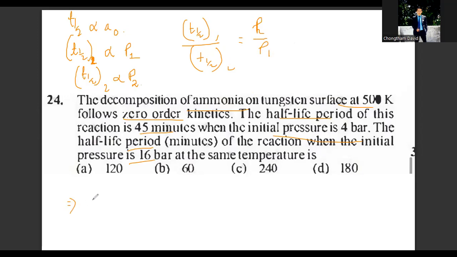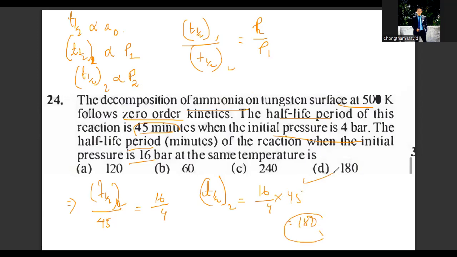Considering half-life 1 divided by half-life 2, the half-life given here is 45. It equals pressure 16 by 4. So 16 by 4 is 4, right? 4 into 45 equals 180 minutes. Option D is the answer for question number 24. Moving on to question number 25.